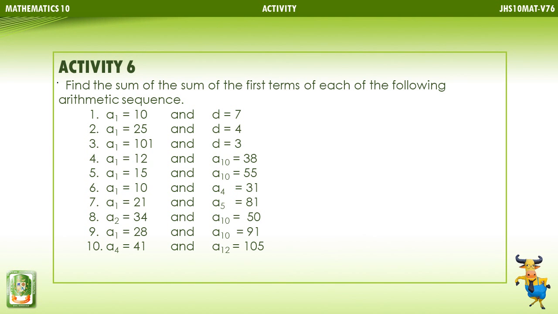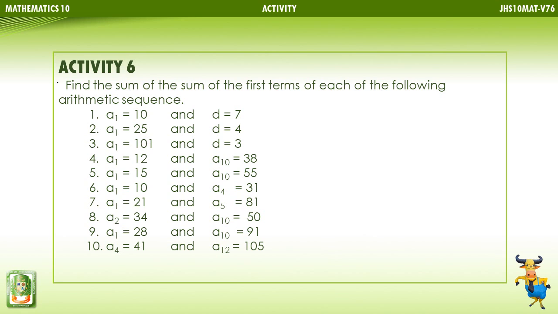Activity 6. Find the sum of the first n terms of each of the following arithmetic sequences. 1. A sub 1 equals 10 and d equals 7. 2. A sub 1 equals 25 and d equals 4. 3. A sub 1 equals 101 and d equals 3. 4. A sub 1 equals 12 and a sub 10 equals 38. 5. A sub 1 equals 15 and a sub 10 equals 55.